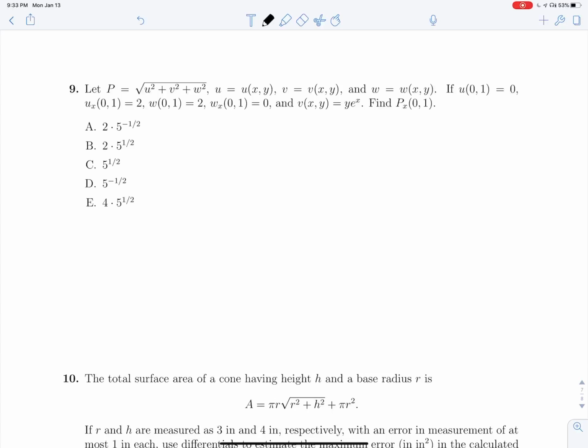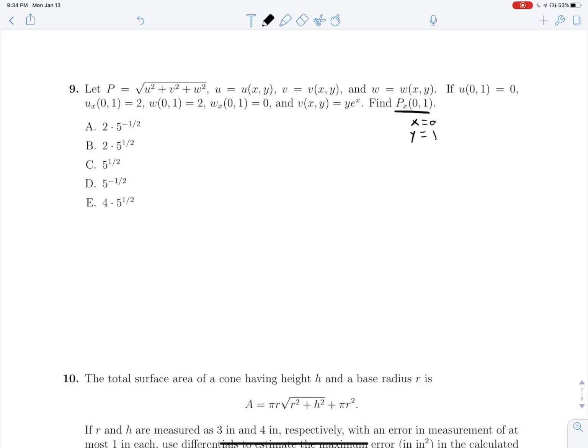Here's where the real stuff starts happening. Okay, so we have a function p, which is a function of u, v, and w, and then u, v, and w each are respectively functions of x and y. Okay, this is a multivariable chain rule question. We're looking for p_x when x equals 0 and y equals 1.